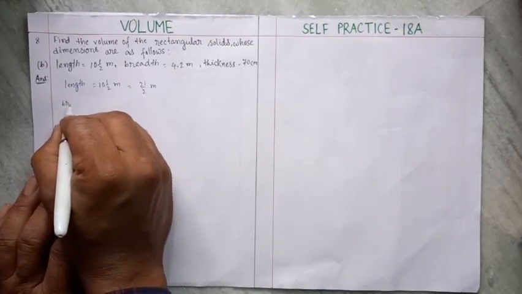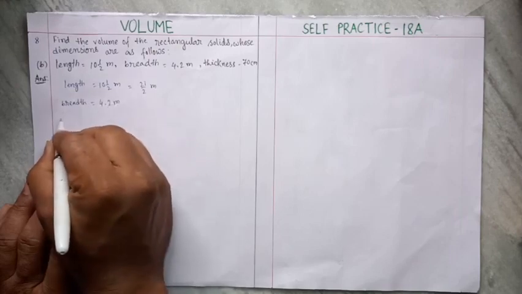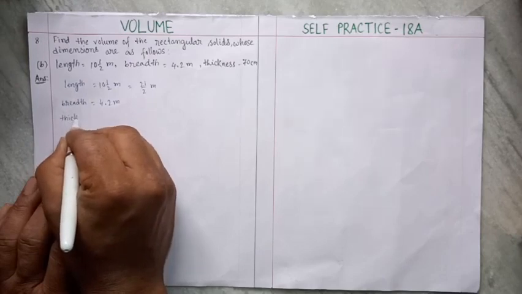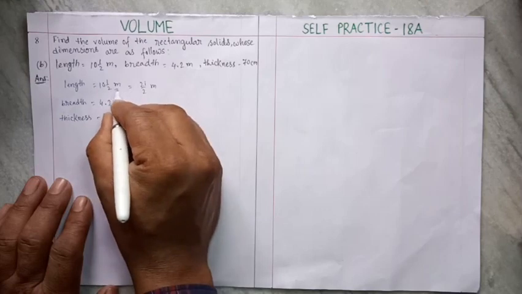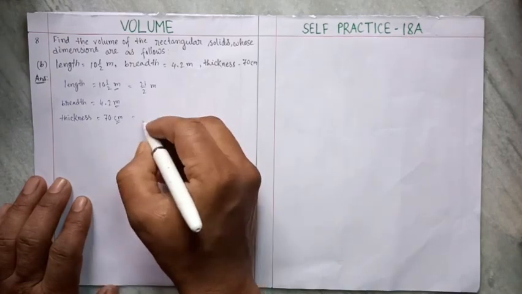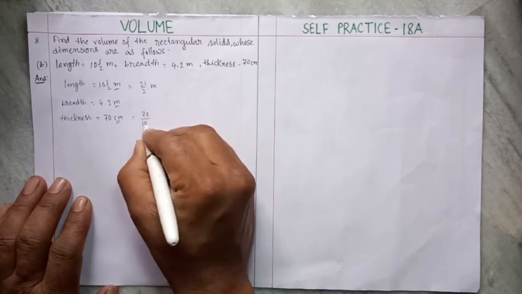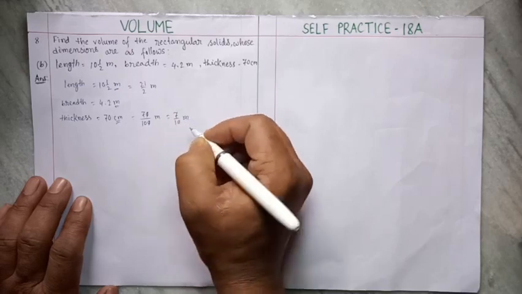Next, what is given? Breadth. Breadth is equal to 4.2 meter and thickness 70 cm. Just see here meter, but here centimeter. So you have to convert this centimeter into meter, so that all the dimensions are in the same units. So 70 by 100 meter. Cut it, so it will be 7 by 10 meter.